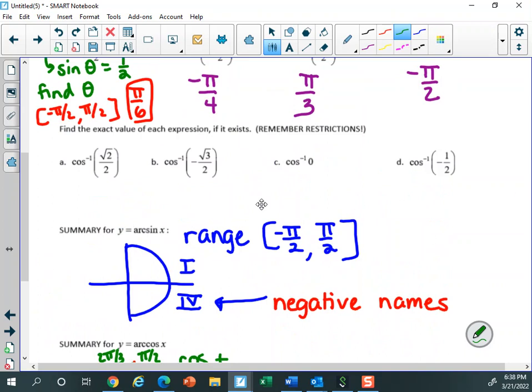So if you want to try these for a minute, you can pause. I'm going to do them in just a second, but you want to pause. Can you tell me what angles I'm talking about for each of these inverse cosine problems?